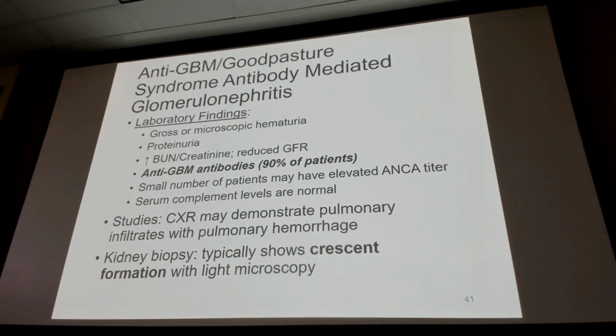All right. The presence or absence of anti-glomerular basement membrane antibodies is useful information. Where do you see it? Where do you not see it? Okay.